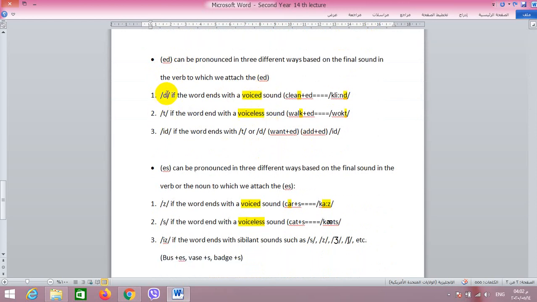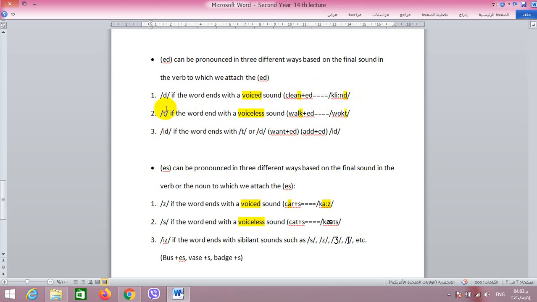The ed or the d is pronounced as a voiced d when the word ends with a voiced sound. So the verb clean, for example, ends with n, which is a voiced sound. So when we add ed, this ed is going to be pronounced as d, which is also voiced. So we are going to have voiced plus voiced, voiced n and voiced d. These are similar, voiced, voiced.